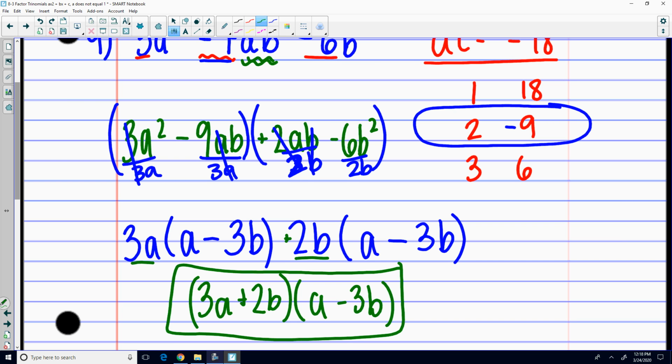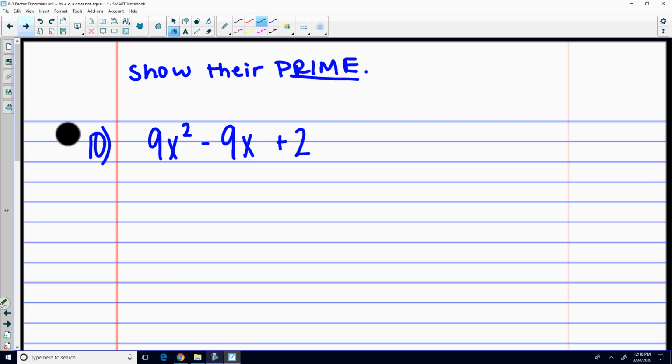Now I'm going to tell you the next 3 problems are all prime, and I want you to prove that they're prime. To do that, we're going to follow the steps, but we won't be able to finish because I'm telling you they're prime. So let's start with our steps. 1, it's in order, so that's good. So AC is 9 times 2, which is 18. Right, let's write the factors of 18. 1 and 18, 2 and 9, 3 and 6.